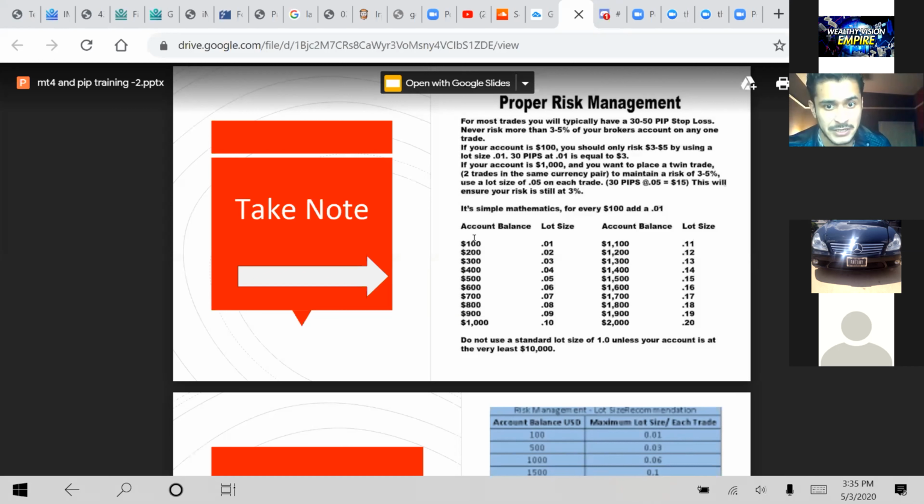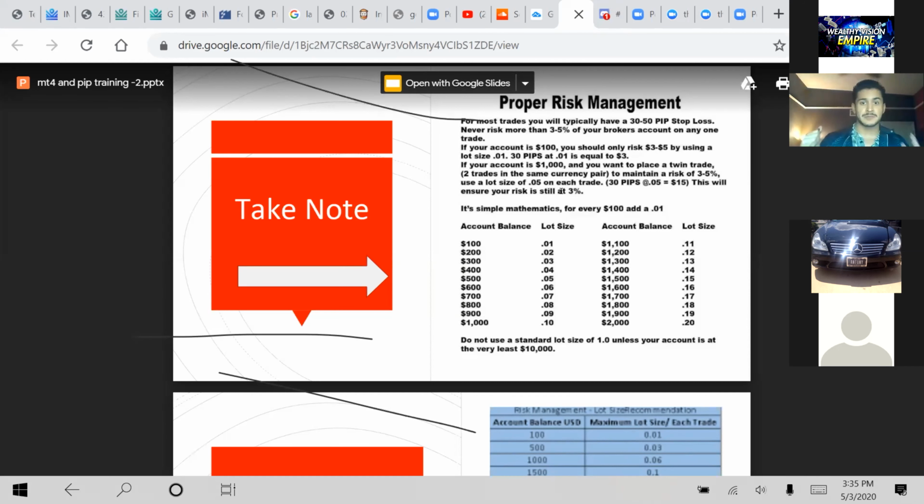And as you can see here, you guys can take note of this, screenshot it, whatever helps you. This is very important because it helps you understand what your lot sizes should be depending on the account you have. All right, so is everybody good?